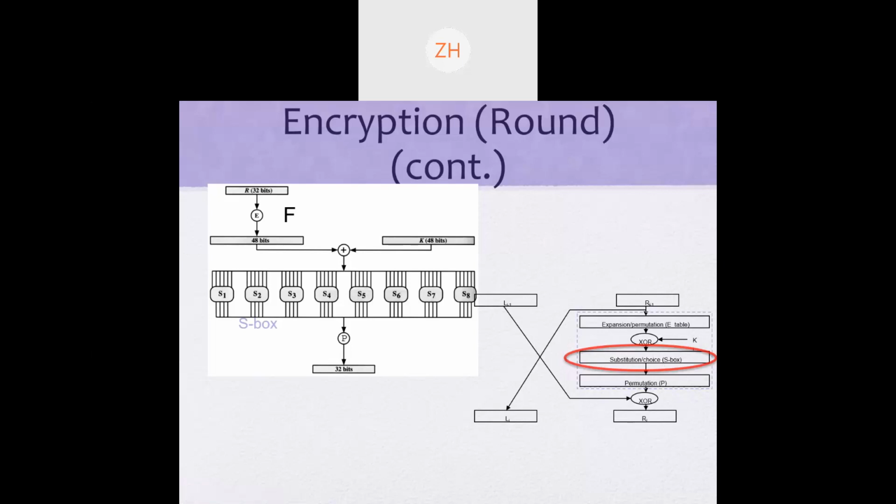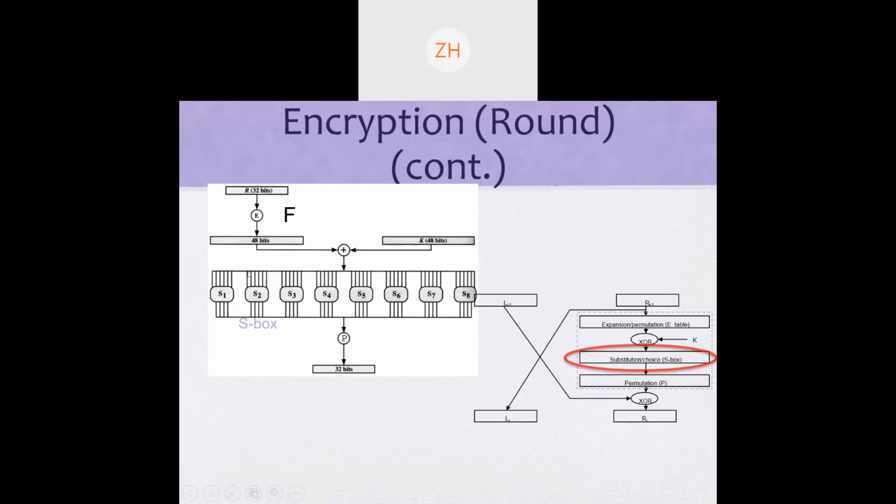Substitution box does not rearrange the bits. It's about the value. Two different things. Permutation rearranges the value, rearranges the position. Substitution box is replacing a value. Even though you can understand, maybe some of you will get confused.